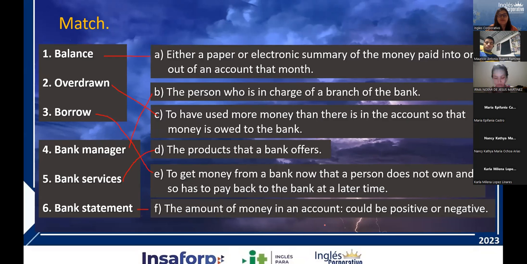I'm going to read to you the definition for the balance. The amount of money you have in a bank account, or the amount of something that you have left after you have spent or used up the rest. And the other word is bank statement. What's a bank statement?